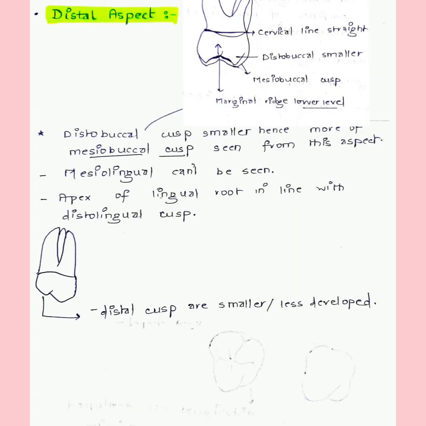On the distal aspect, again you see that the distobuccal cusp is smaller, hence more of the mesiobuccal cusp is seen from this aspect. The cervical line here is straight, just like that in the maxillary first molar.